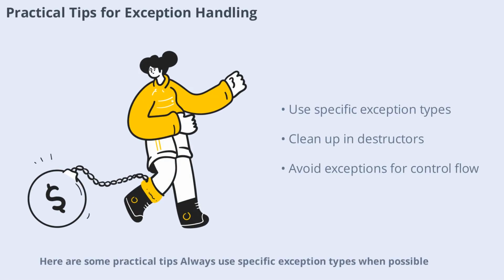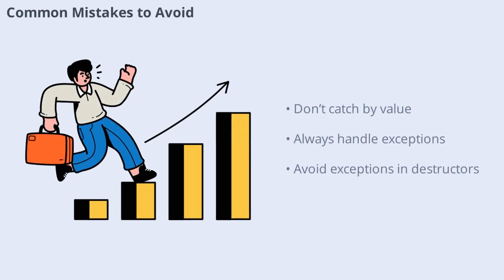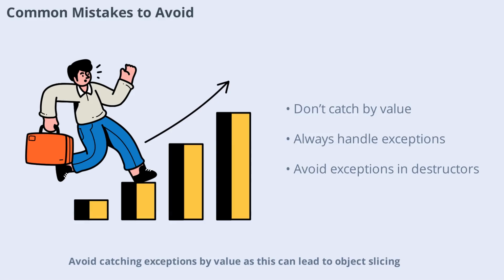Always use specific exception types when possible, clean up resources in destructors, and avoid using exceptions for normal control flow. Use standard exceptions for common errors and define custom exceptions for application-specific cases. Avoid catching exceptions by value as this can lead to object slicing. Don't ignore exceptions, always handle them or let them propagate to a higher level.